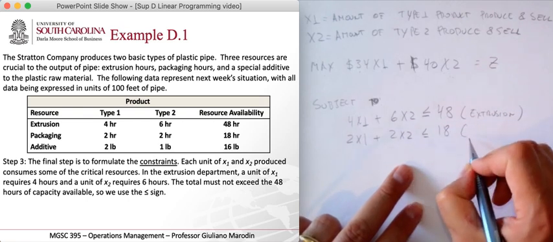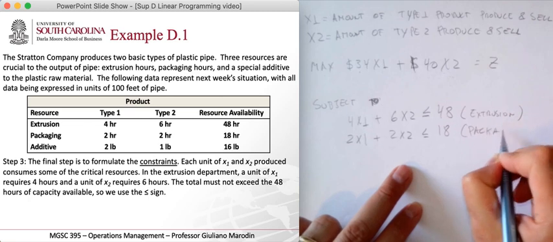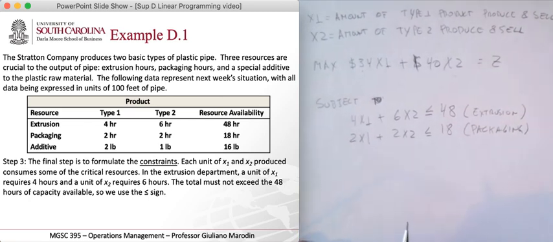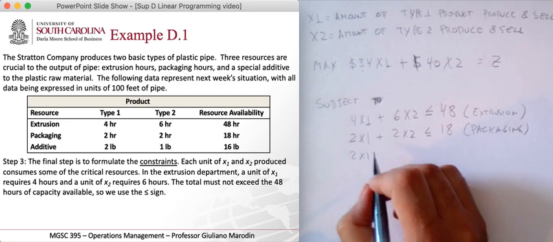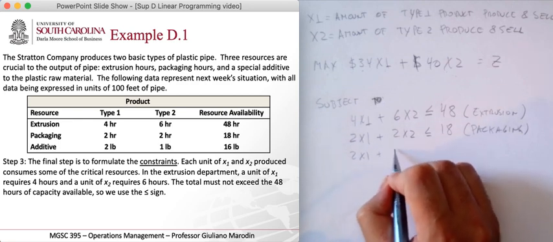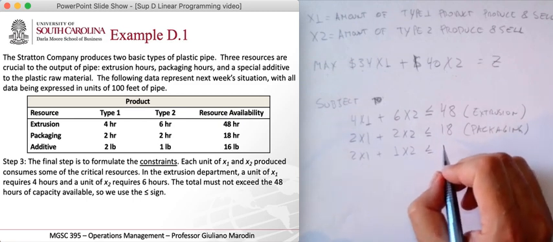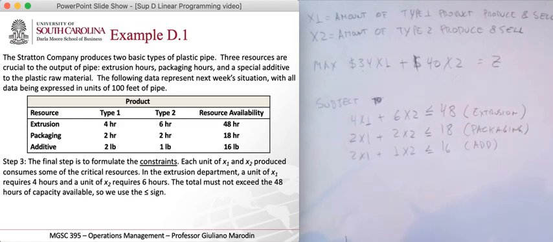So I know you guys are getting it now, right? Because that is going to be my packaging constraint. And we're going to do some problems in class. We're going to practice that, okay? Additive, we have the numbers there. 2 times X1, so 2 pounds of X1, plus 1 times X2 has to be lower than or equal to 16. And that's the additive constraint, right? And I have these 3 constraints that I wrote for this problem.